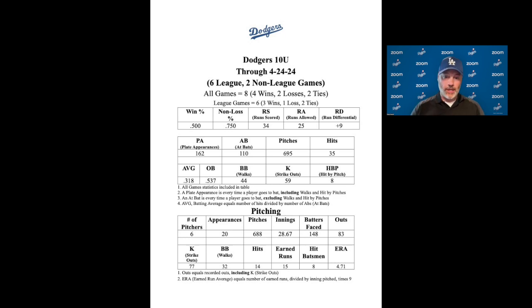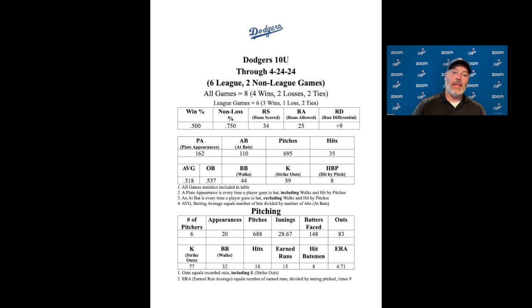We have recorded 83 outs. Of those 83 outs, 77 have been strikeouts. That's something really, really good that we've talked about a lot, that we're getting really, really good, efficient pitching. We've walked 32 people. That's lower than the number of times that we've been walked. We have been walked as a team 12 more times than we have allowed people to walk.